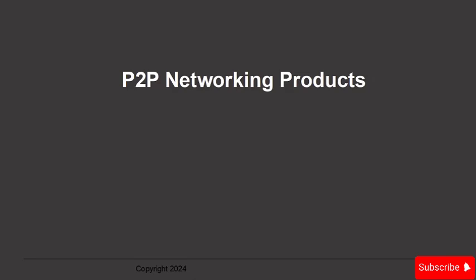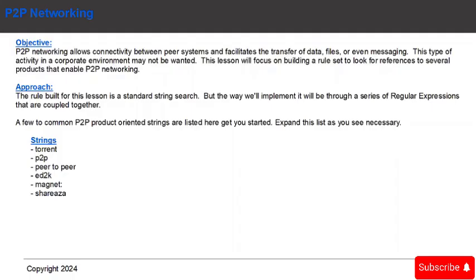P2P, or peer-to-peer networking, is a very powerful technology. It's been around for a little while, and it may be more prevalent than you even think, because behind the scenes, there is a lot of connectivity and many applications that provide this direct peer-to-peer communication capability. P2P networking gives you the ability to send data from one system to another more or less directly. And this is an excellent way of transferring data, files, even messaging in some cases. So in a corporate environment, this type of activity may not be wanted.